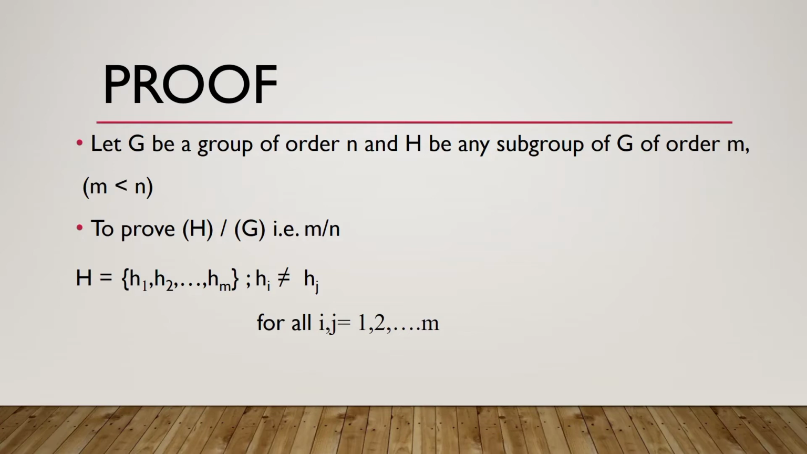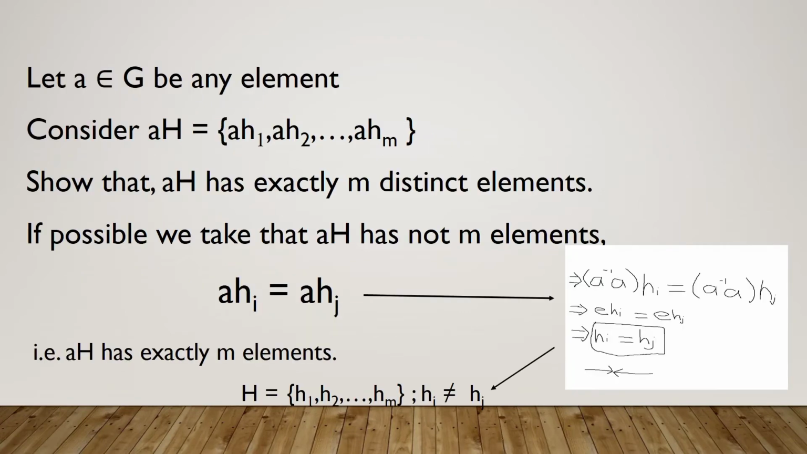So H is equal to h1, h2, h3, and so on up to hm. But hi and hj cannot be equal, so hi is not equal to hj for all i and j equal to 1, 2, 3, and so on. Let a, an element of G, be any element. Consider aH equal to ah1, ah2, and so on to ahm. Show that aH has exactly m distinct elements.